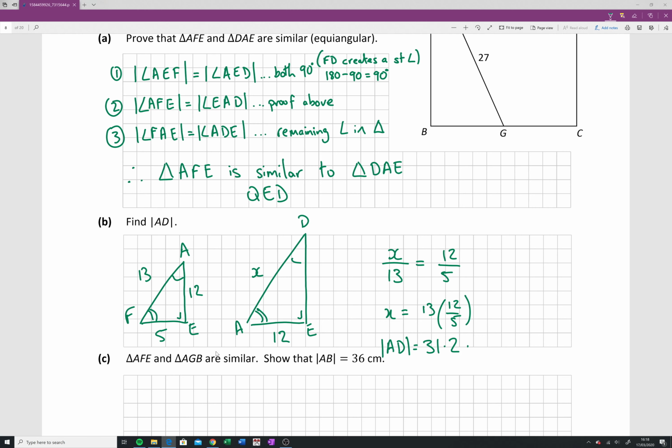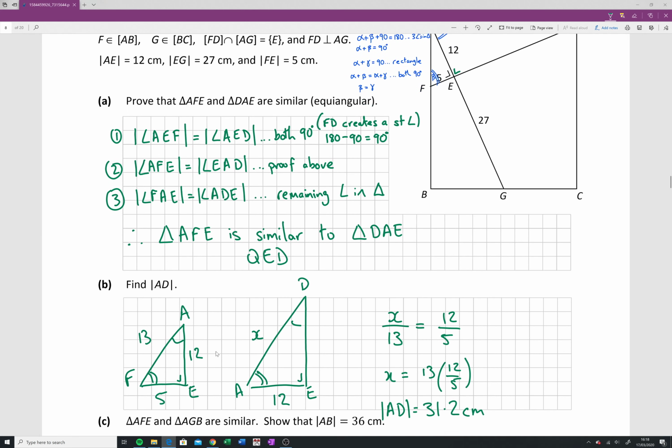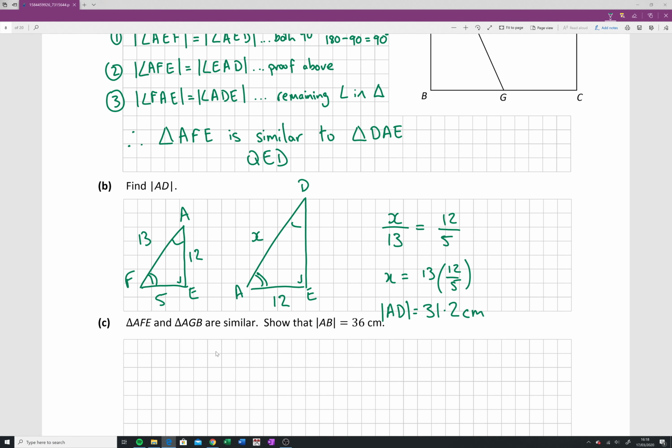Do not forget to write in centimeters. Every time you forget to write in centimeters, you are losing 10 or 20%. You know, if it's out of 10, or if it's out of 5, you don't want to hand over marks that you don't have to. So there we go. Okay, that's that one. That is all junior cert stuff, but I appreciate that's a long time ago now. We'll look at the next question.